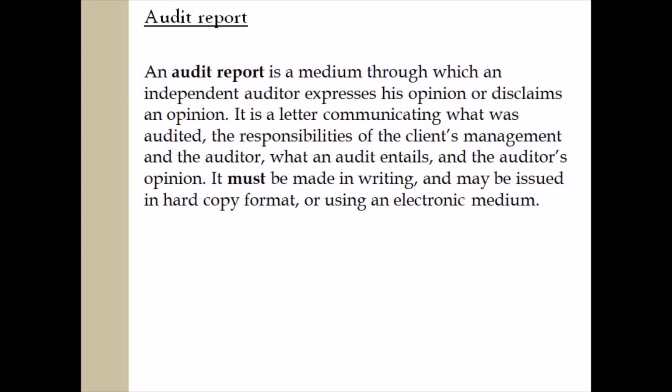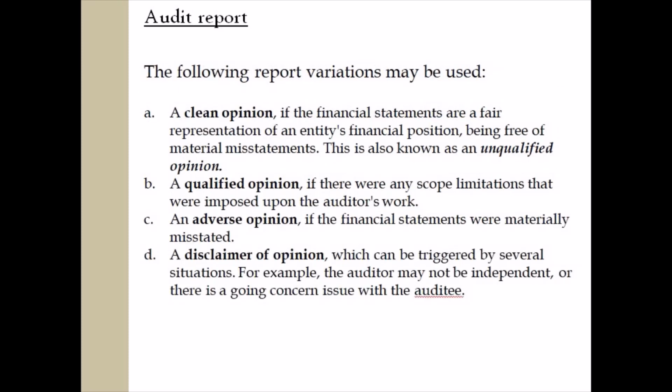So, karon, let's discuss the types of opinion. So, the following report variations may be used. Una, A. A clean opinion if the financial statements are a fair representation of the entity's financial position, being free of material misstatements. So, this is also known as unqualified opinion. Ikaduha, we have qualified opinion if there were any scope limitations that were imposed upon the auditor's work. Qualified opinion. Sige, example lang ko ha.